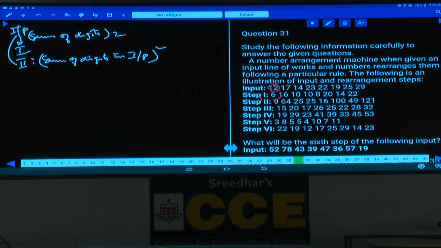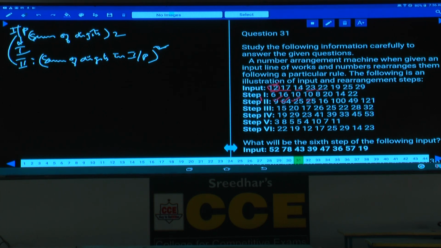A are the numbers in step 2, isn't it? Now in the input, the first number is 12. Sum of the digits is 1 plus 2 is 3. 3 square is 9. Next one here, 17. The digits 1 plus 7 is 8. 8 square is 64. 1 plus 4 is 5. 5 square is 25. 2 plus 3 is 5. 5 square is 25, and so on.